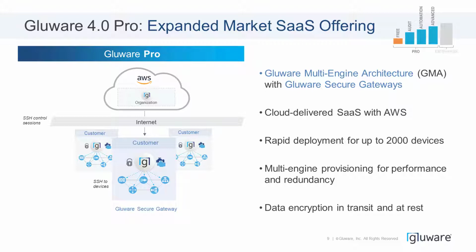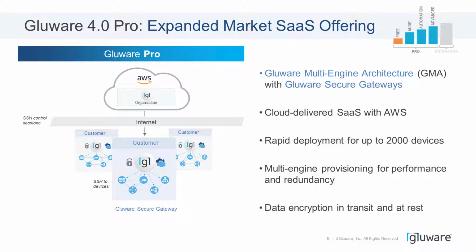Some similarities to Enterprise is that the Gluware Secure Gateway handles all the local provisioning to the devices on your network, and you can have two Gluware Secure Gateways, giving you more scale as well as more redundancy, because jobs will only be assigned to a Gluware Secure Gateway that is up and running. And then only the control messages go over that SSH session up to your instance in AWS.